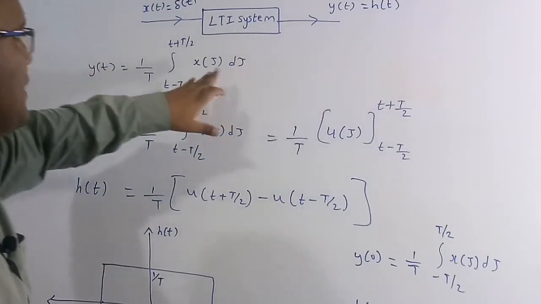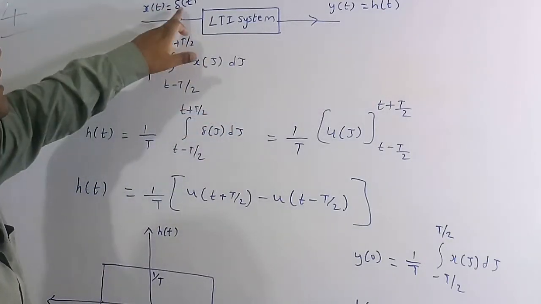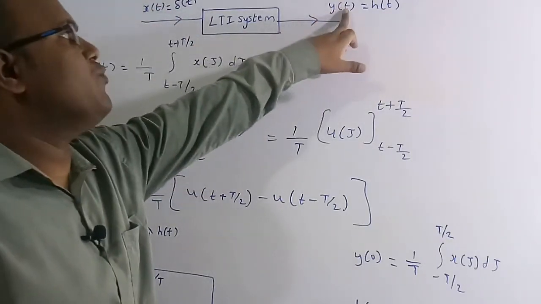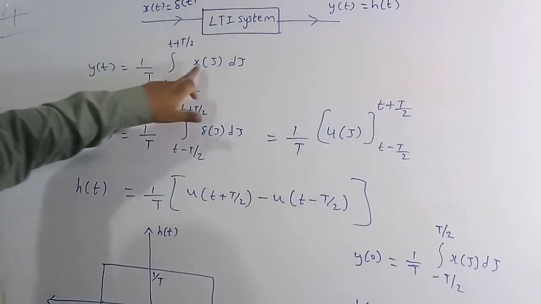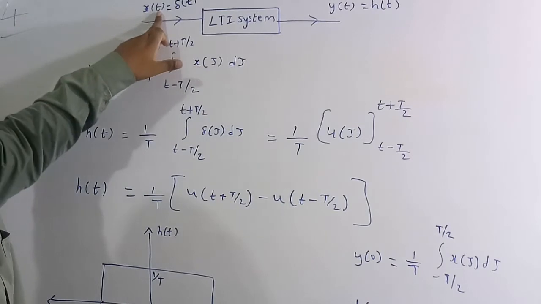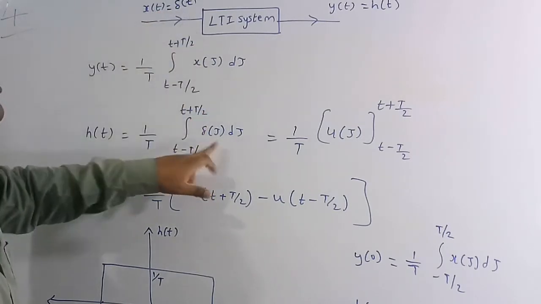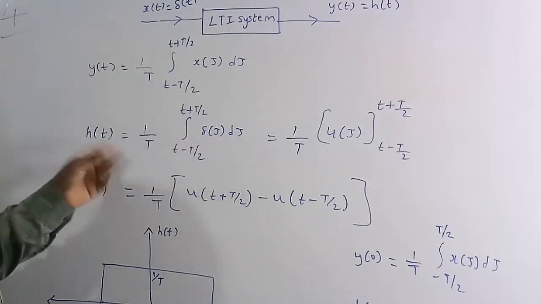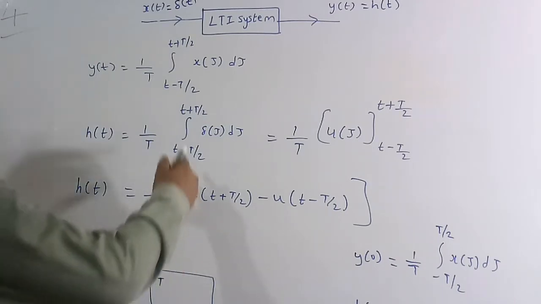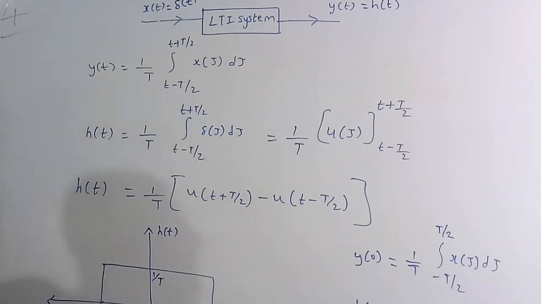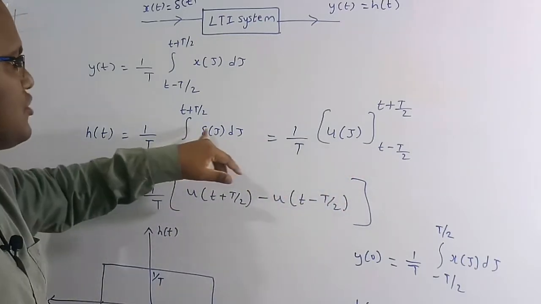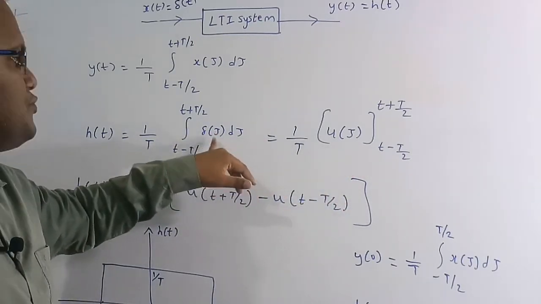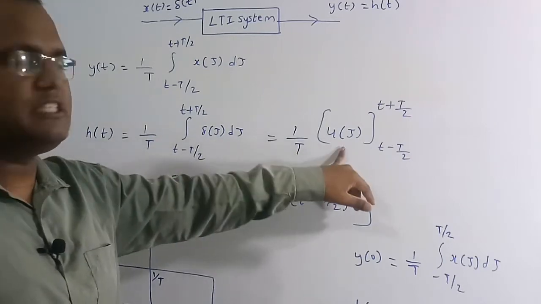So in place of x of tau I need to substitute here delta of tau, and similarly in place of y of t I need to substitute here h of t. So y of t means h of t, and x of tau means just replace t by tau, so delta of tau. So this is the relation of the input and output. Now see, integration of the unit impulse signal is nothing but the unit step sequence.